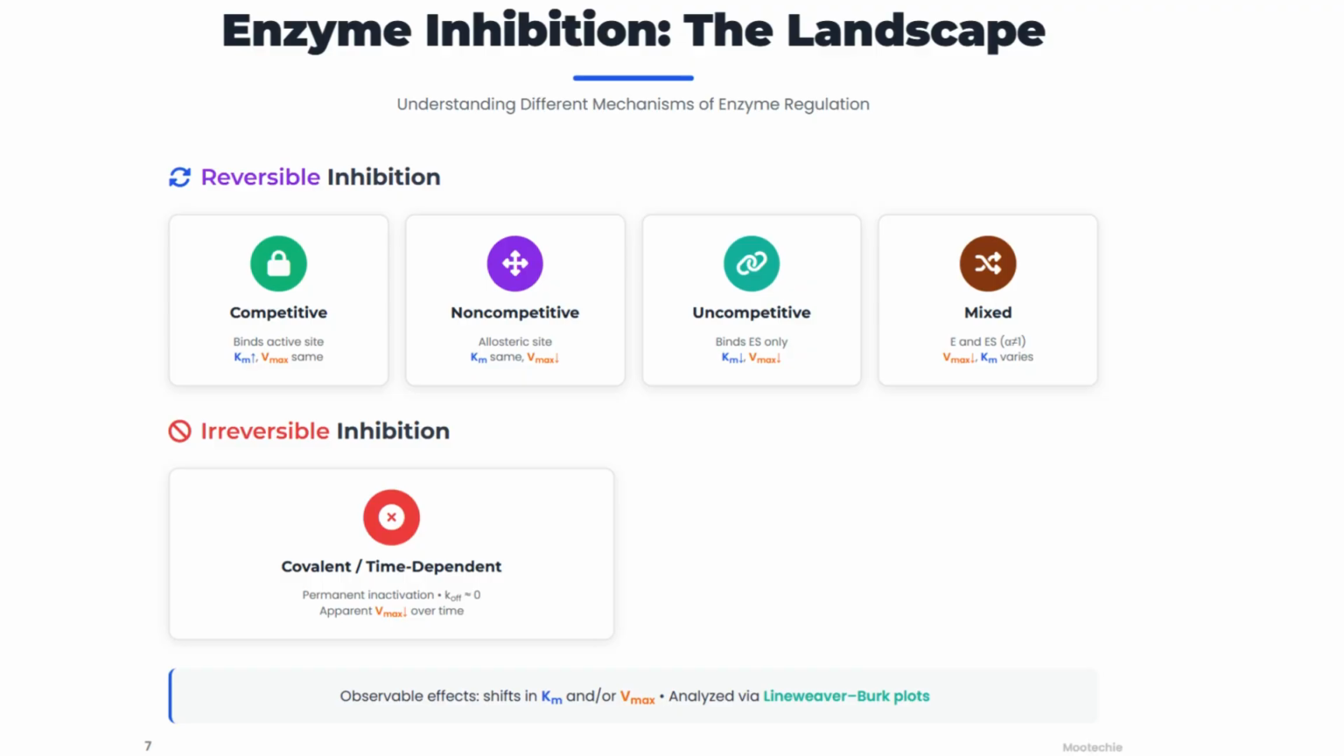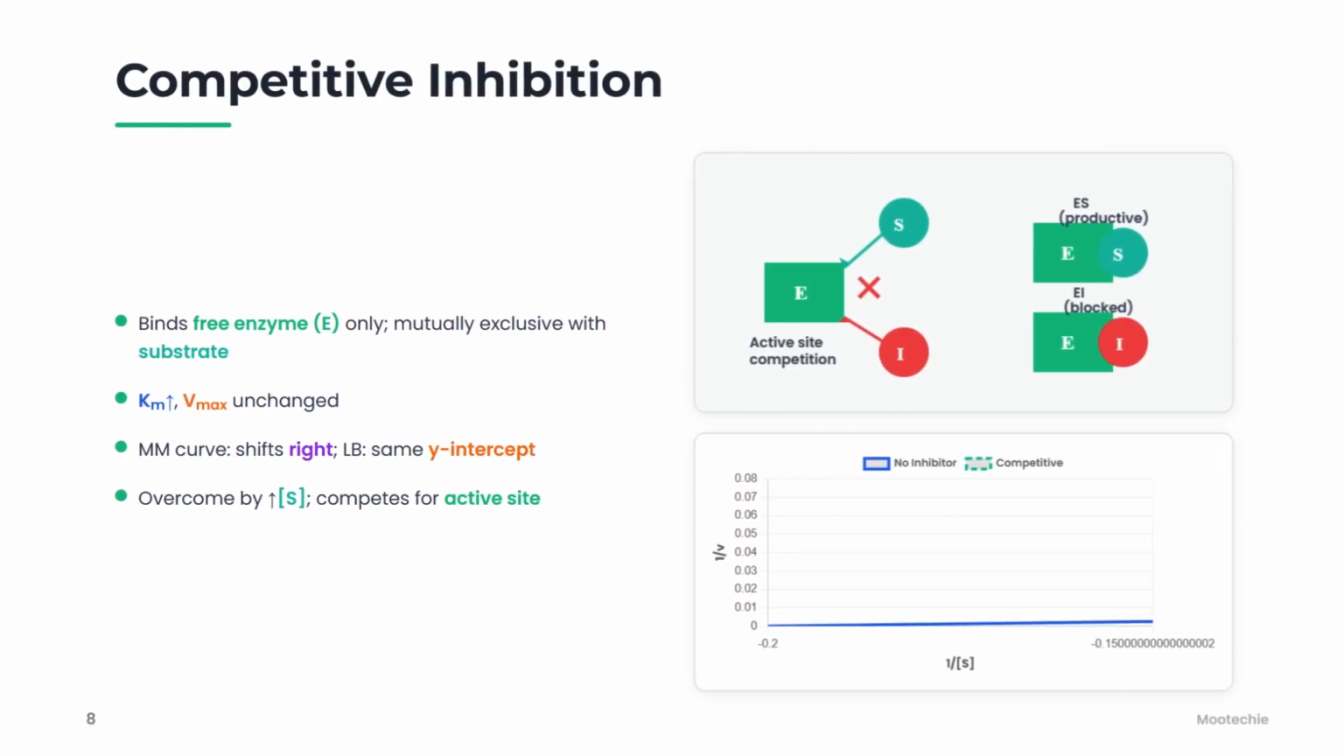The apparent Vmax decreases over time. We can observe the effects of inhibitors through shifts in Km and/or Vmax, which are analyzed using Lineweaver Burk plots. Moving forward, let's see competitive inhibition in detail.